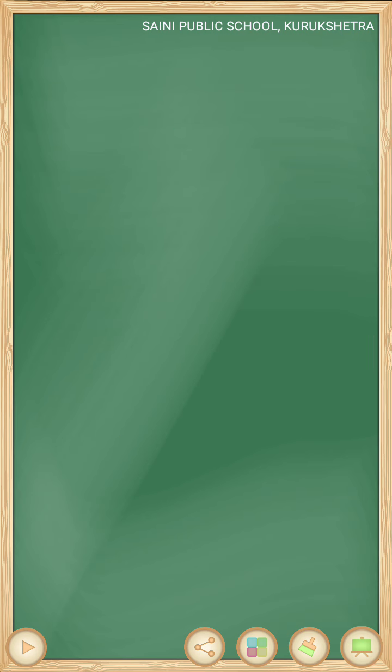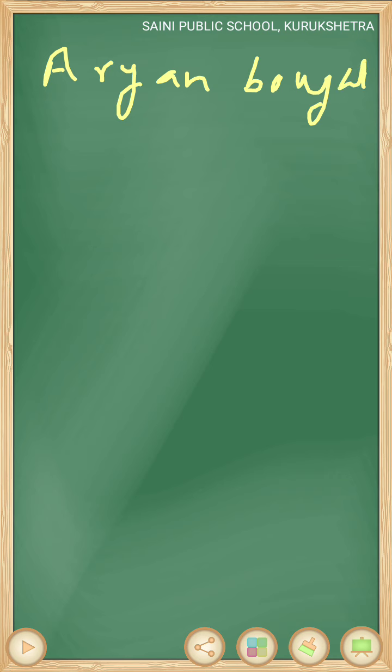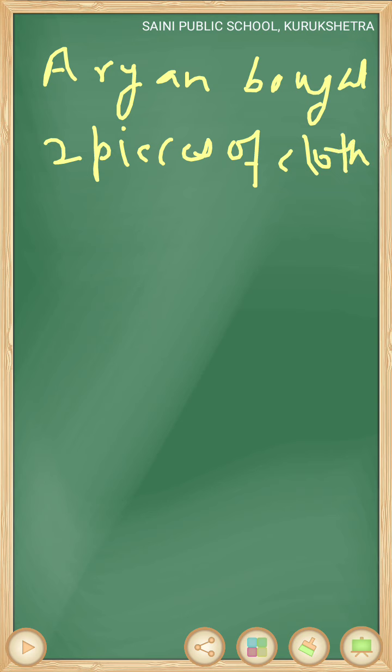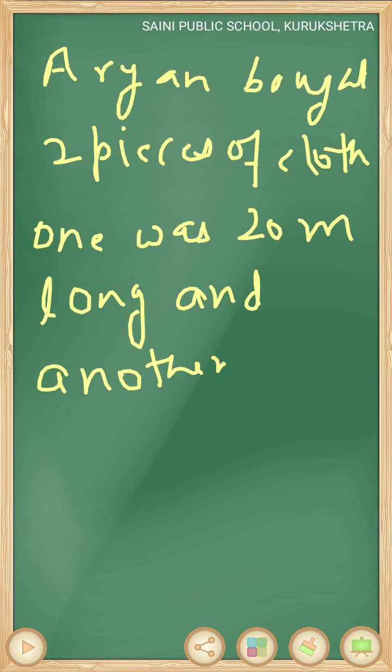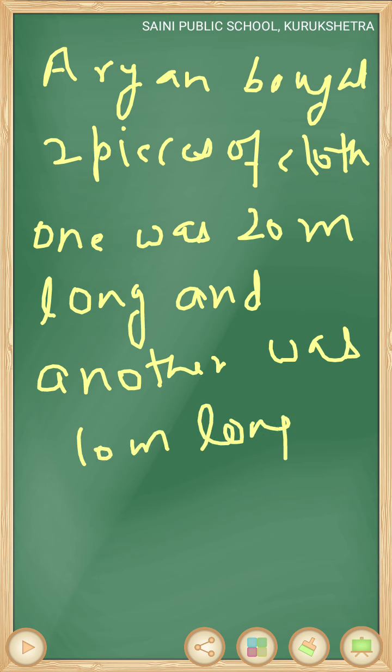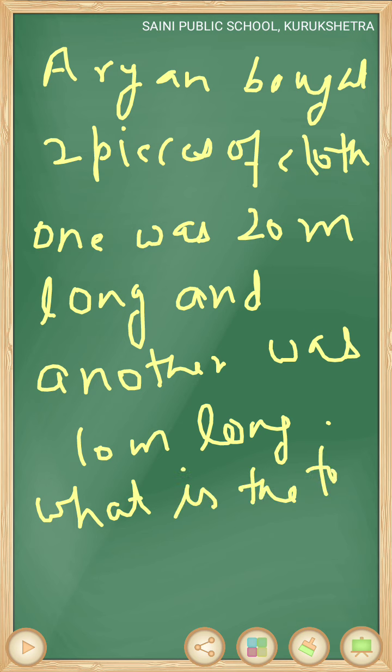Okay. Now let us discuss another problem. Suppose this question is given to you. Aryan bought 2 pieces of cloth. Okay, one was 20 meter long and another was 10 meter long. What is the total length of cloth? Okay, you have to find the total length of cloth.